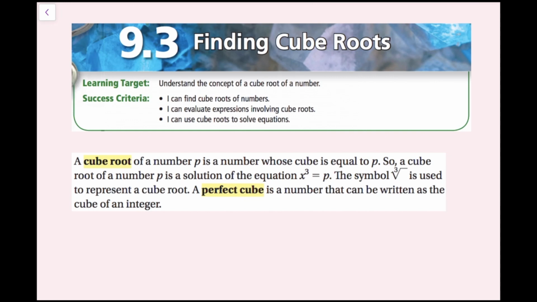In this lesson, we're going to be understanding the concept of a cube root. The success criteria is I can find cube roots of numbers, I can evaluate expressions involving cube roots, and I can use cube roots to solve equations.